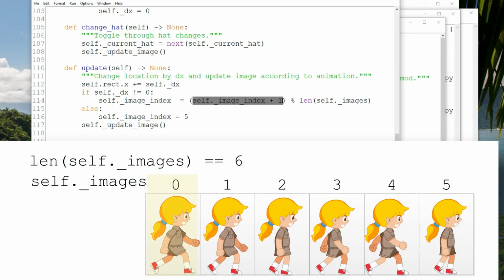So if we're currently displaying image 0, we'd now be displaying image 1. And if we're displaying image 1, we'd now be displaying image 2, etc. But what if we're currently displaying image 5, the last image in the list? When we add 1, we get 6, which is out of bounds for our list and would result in an error. So we mod the sum by the number of images, len self.images, which is 6. For 1 through 5, the mod would be just the original number, but for 6, the mod brings us back to 0, and we start over through the images.